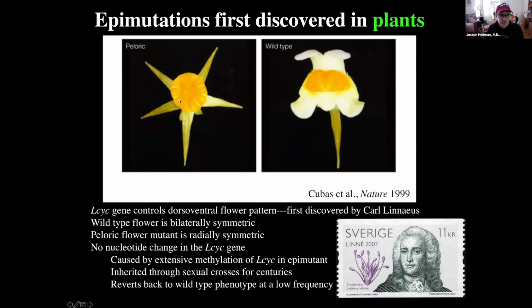It has radial symmetry. And the report of the gene just over 20 years ago showed that the pyloric flower, it's not a mutant, it's an epimutant. There's no nucleotide changes in the underlying gene. It's extensively heavily methylated, and it's stable enough to have been passed through flower crosses for centuries. So it can be stable through meiosis, and occasionally it'll revert back to wild type.